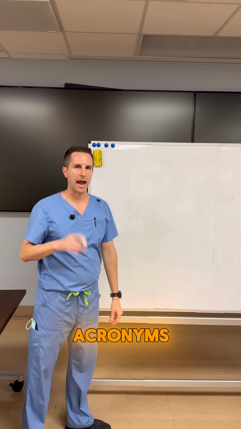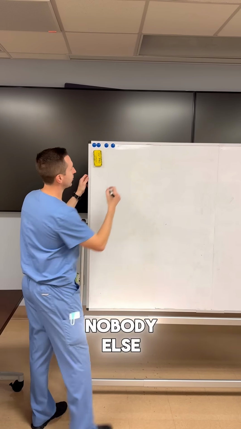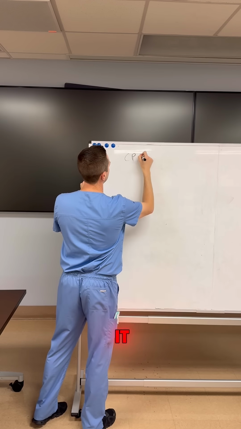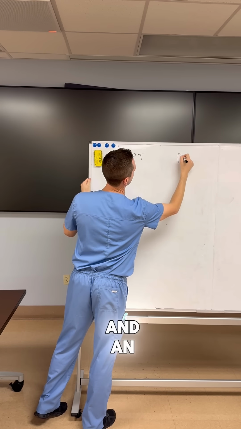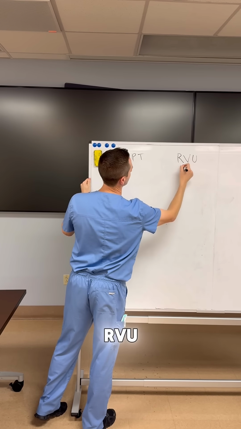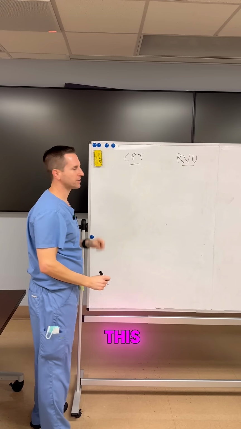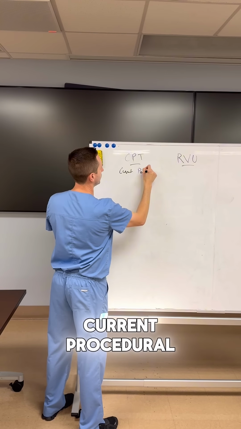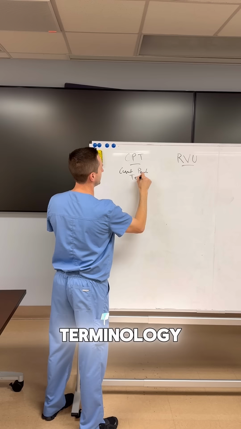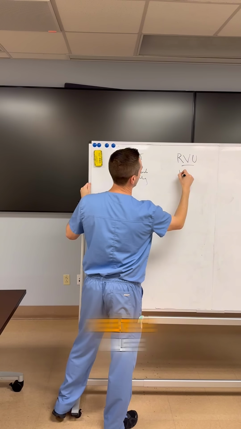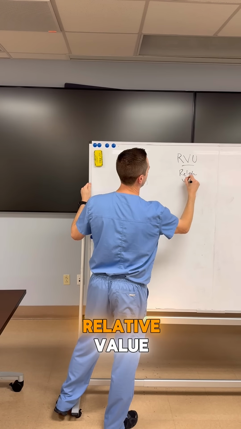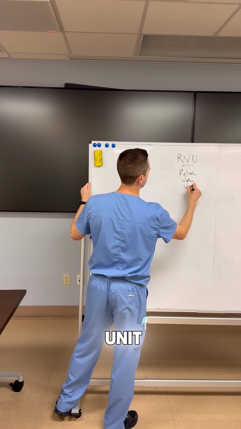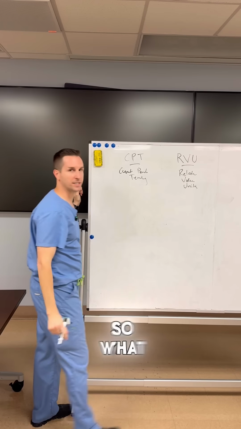There's two important acronyms that I want to teach you that nobody else will teach you. It is a CPT code and an RVU. No one teaches you this. So, current procedural terminology and relative value unit. Okay, so what does this mean?